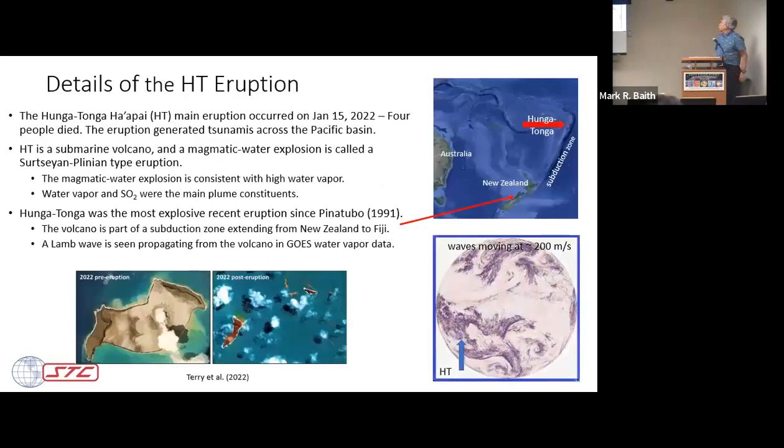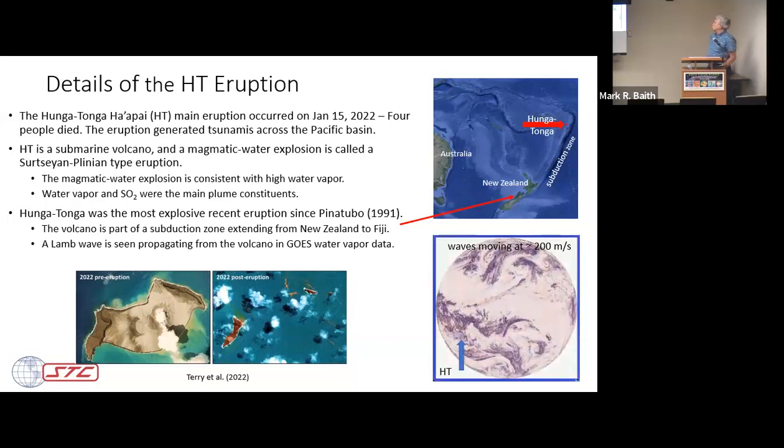So these are some details of the eruption. It erupted on January 15th. Four people died from tsunamis. The eruption generated tsunamis across the Pacific Basin. It was a submarine volcano and a magmatic water explosion called a Surtseyan-Plinian type eruption. Surtsey is an island off of Iceland. That was the first time they saw a volcano erupt and an island emerge, the island of Surtsey. And Plinian refers to Pliny the Elder, who documented the eruption of Vesuvius during Roman times.